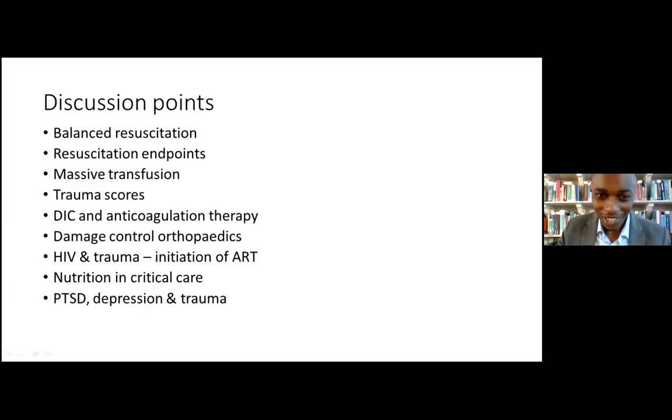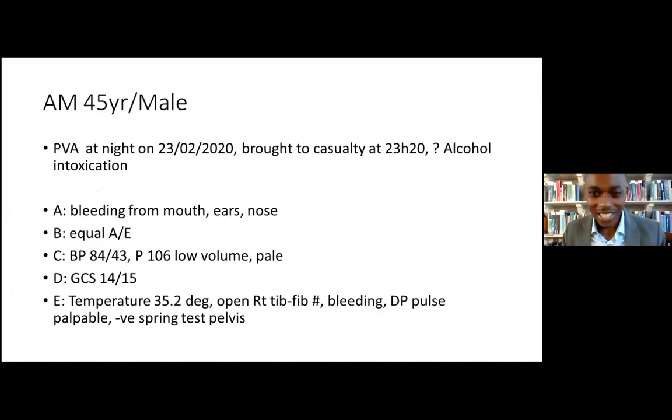Okay, so I'm presenting a 45-year-old male involved in a pedestrian vehicle accident, which transpired at night on the 23rd of February this year. He was brought to casualty at 20 past 11 p.m. On the casualty officer's assessment, the patient was noted to be bleeding from the mouth, the ears, and the nose. Chest examination was normal. He was hypotensive with a weak pulse, and he was noted to be pale. His Glasgow Coma Scale was 14 on 15.